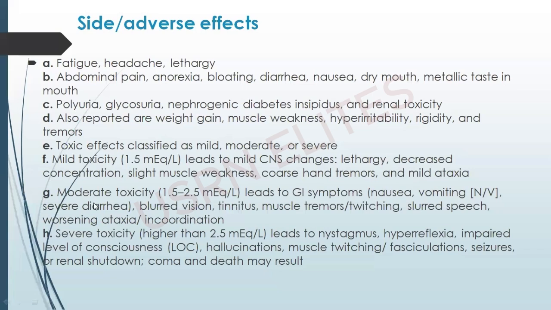Let's look at the next point here. Moderate toxicity, the value goes up to 2.5. That is, it starts from 1.5 to 2.5. And it leads to GI symptoms like what? Nausea, vomiting, severe diarrhea, blurred vision, tinnitus, muscle tremors or twitching, slurred speech, worsening ataxia and incoordination. This one is more emergent. Worsening means it is still going down more.